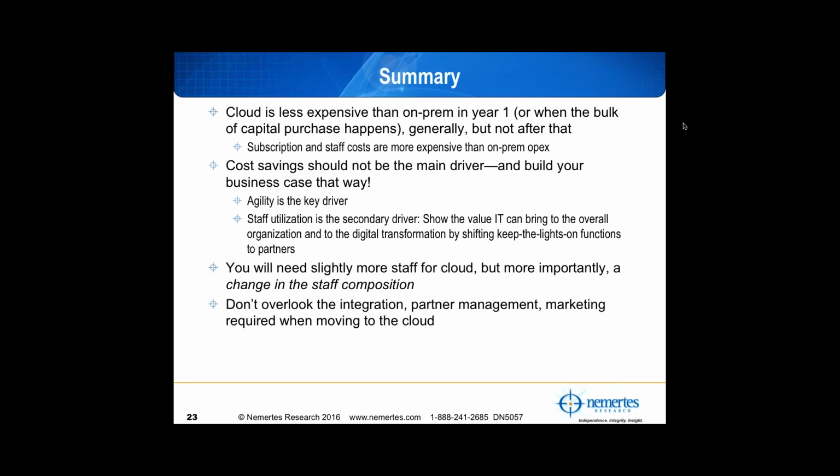So you're going to need slightly more staff for the cloud. It's about 6% more, and I'll get into the details. But more importantly, you need a change in your staff composition. So who's doing what? What kind of people do you need? What kind of experience, background, education? So we'll get into that.